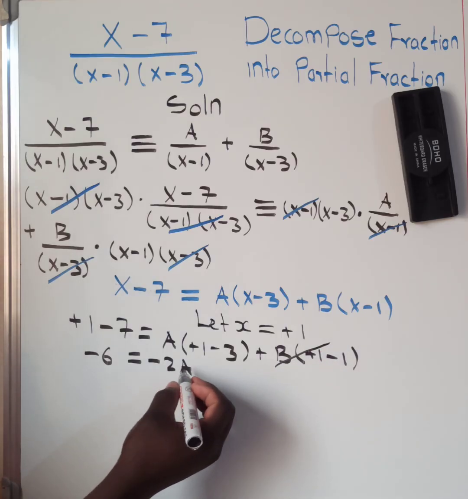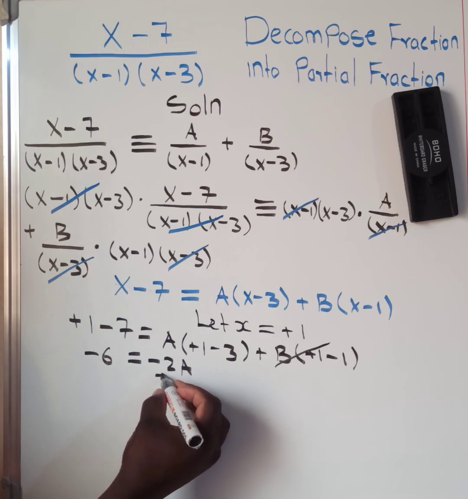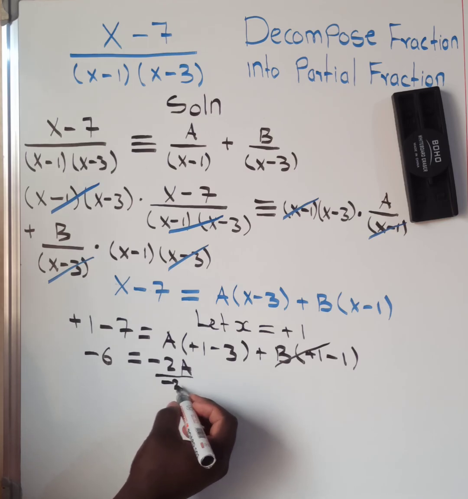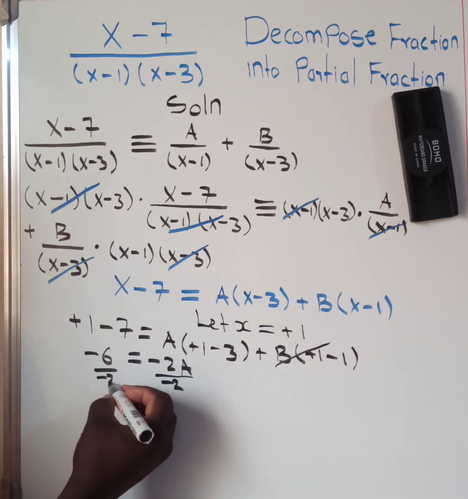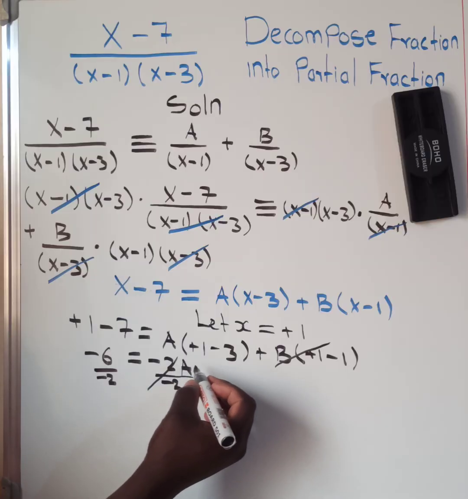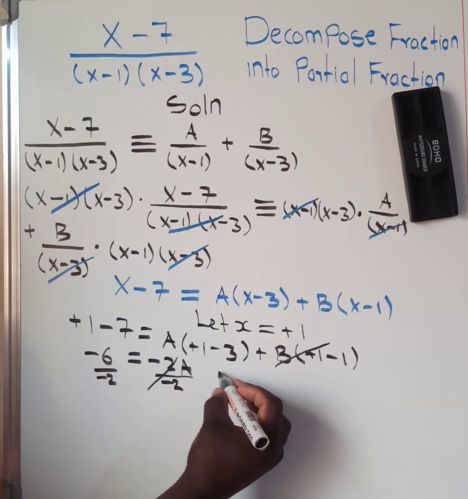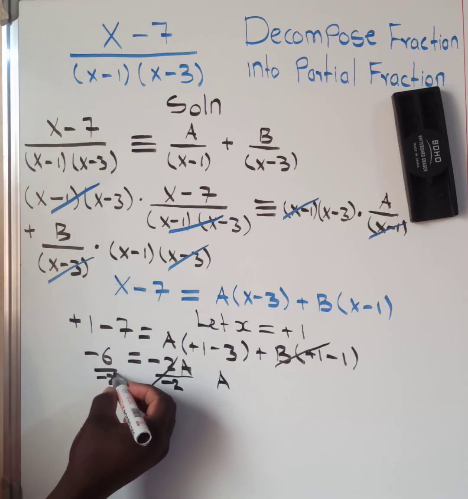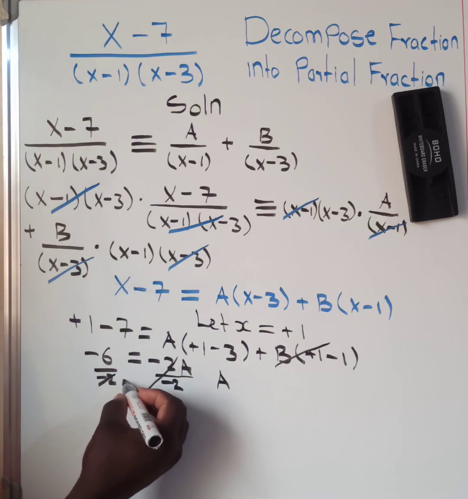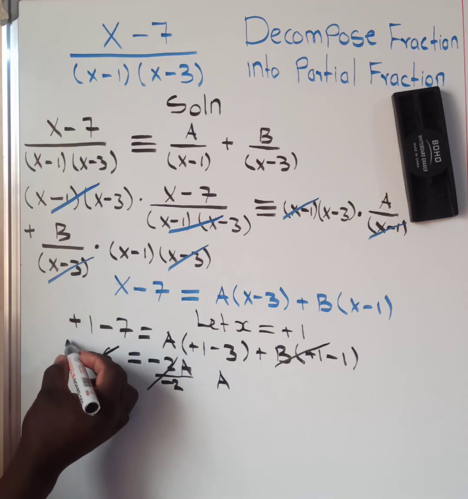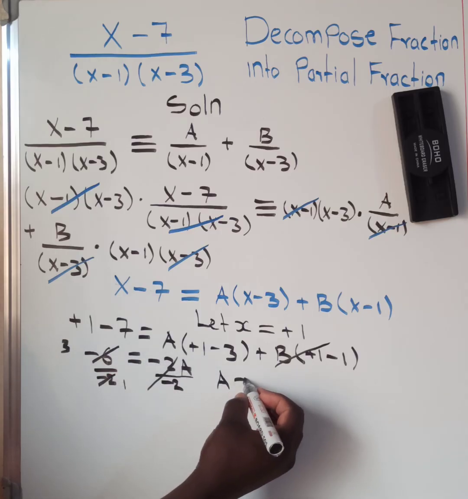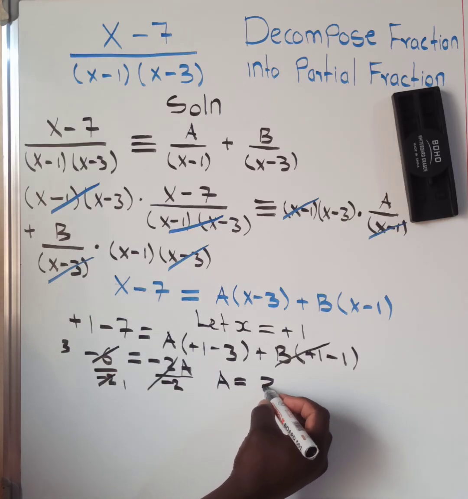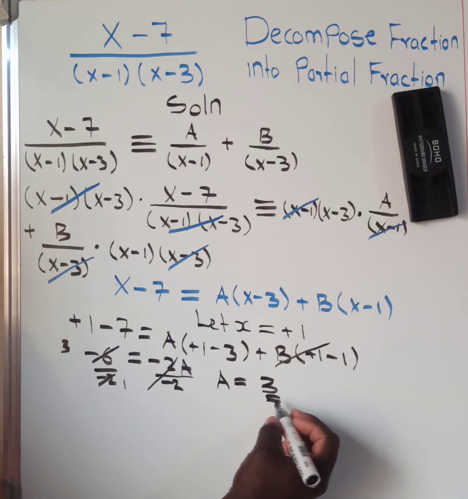So now we need to find the value of A. So we have to divide both sides by negative 2, and also here by negative 2. Negative 2 and negative 2 will go. So I'm left with 1. 1 times A is A, right? So I have here negative 6 divided by negative 2, which is 3. So I have here A equal to 3, right? So this is the value of A.